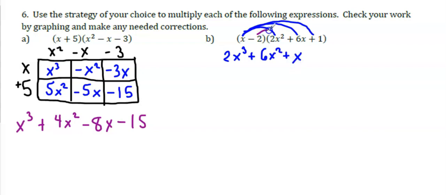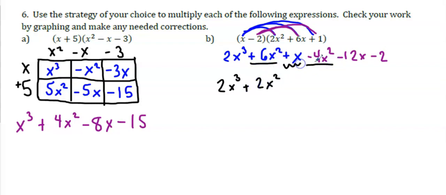Now multiply the negative 2 to each term in my second polynomial. Negative 2 times 2x squared is negative 4x squared. Negative 2 times 6x is negative 12x. And negative 2 times 1 is negative 2. Now I'll combine like terms. I'll bring down the 2x cubed, and then 6x squared minus 4x squared is positive 2x squared. X minus 12x is negative 11x. And then this minus 2 is brought down.